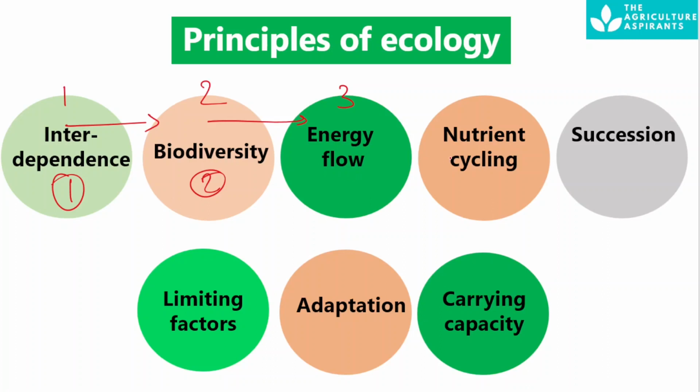Next is nutrient recycling. As you know about biogeochemical cycles: carbon, nitrogen, oxygen, phosphorus, sulfur. You have read about these cycles. These are the biogeochemical cycles. They cycle, converting from one form to another, like CO2 converts into carbs.